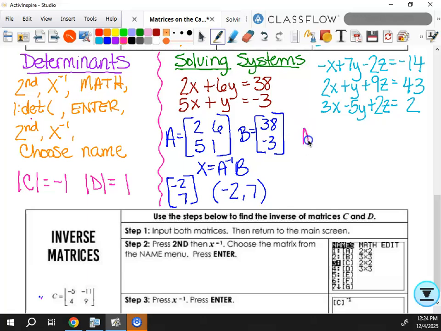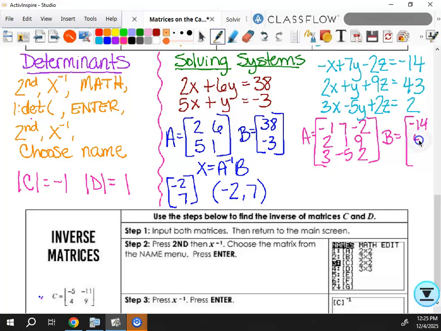So let's get our A matrix. Negative 1, 7, negative 2, 2, 1, 9, 3, negative 5, 2. Everybody okay with where everything is coming from? I'll take that as a yes. And then B, be negative 14, 43, and 2. So when we get our answers, we'll have 3 answers, and that'll be X, Y, and Z.